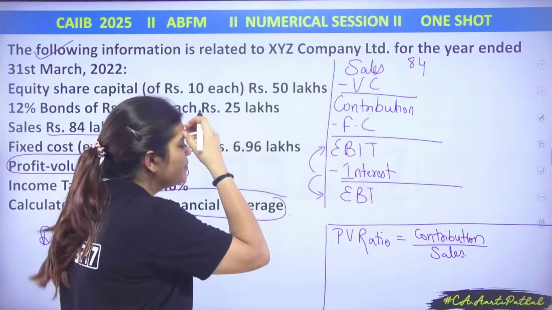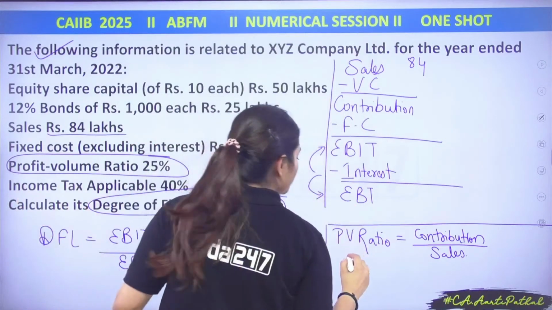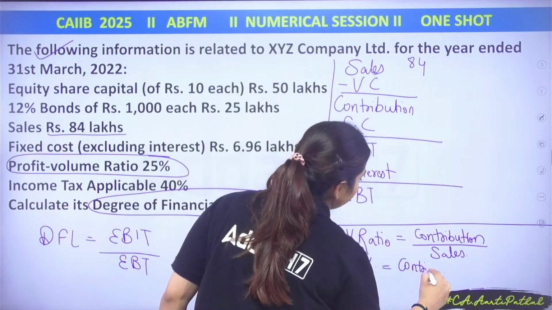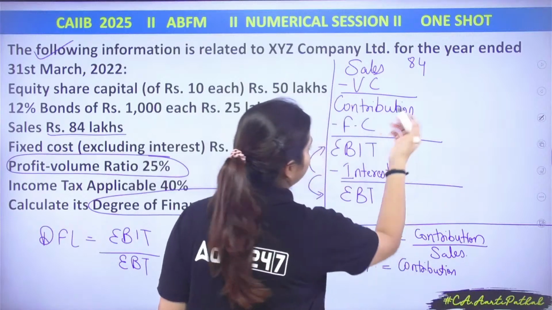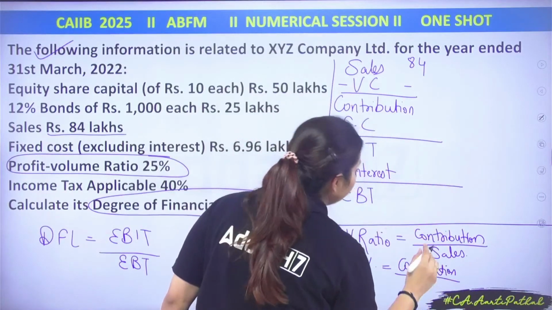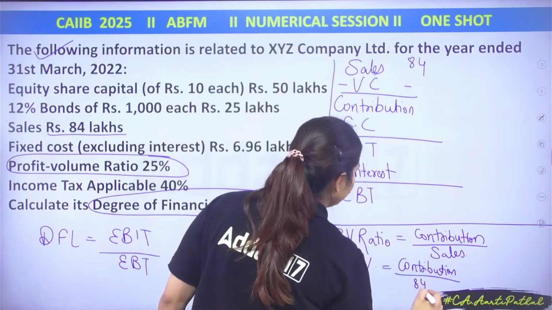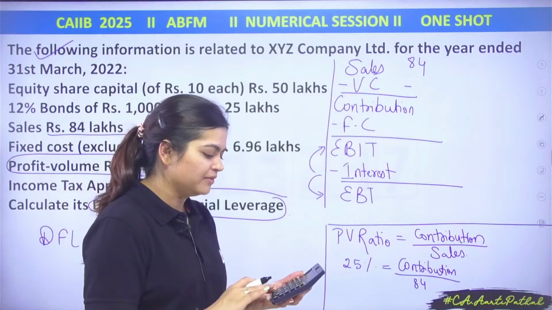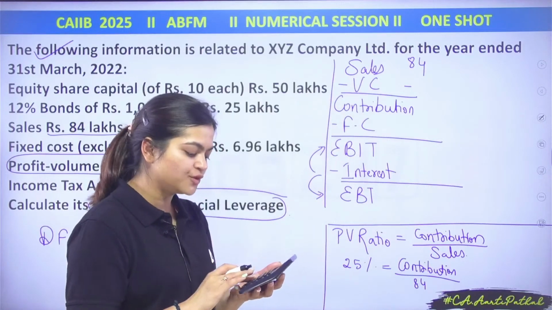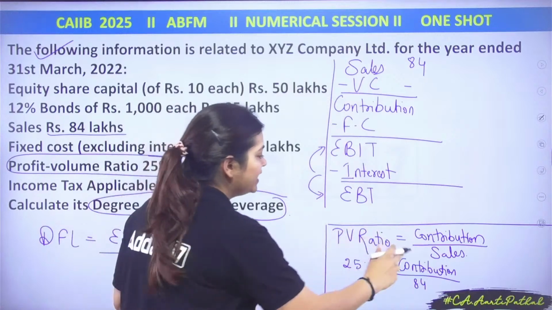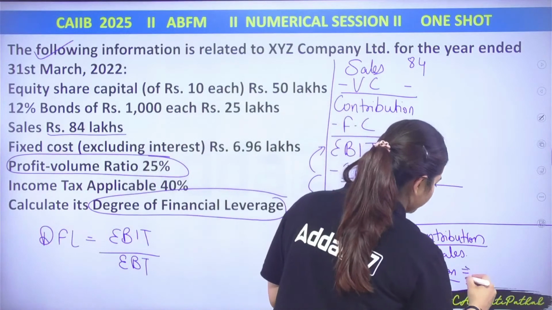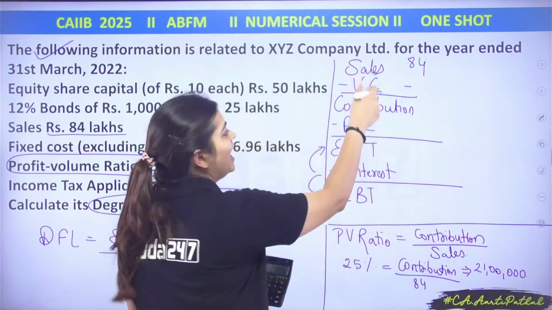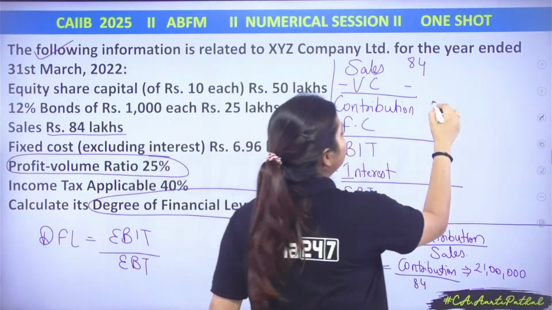Okay? So here you have PV ratio, that is 25%. You don't know about the contribution because we don't know about here variable cost. Correct? But we know about the sales, that is 84 lakhs. So if I multiply this 84 lakhs with 25%, I can get the answer for contribution. Now my contribution is 21 lakhs, means I am one step ahead.